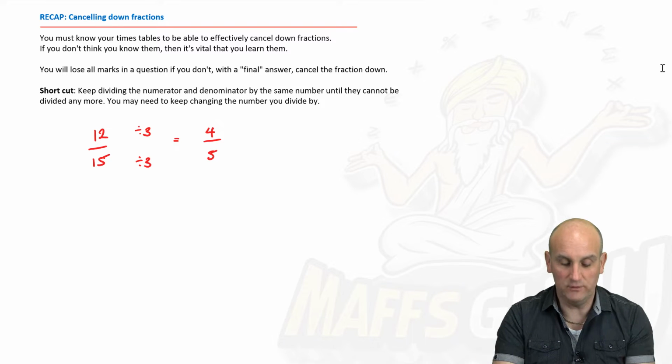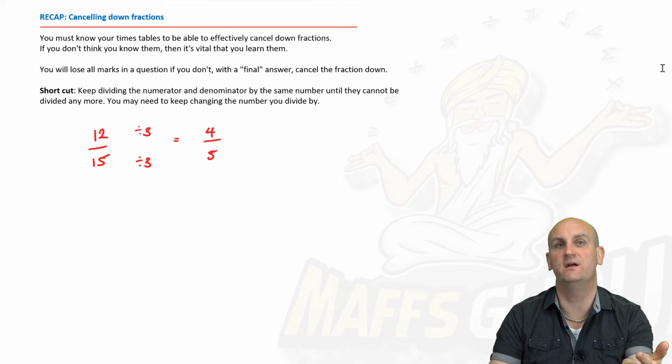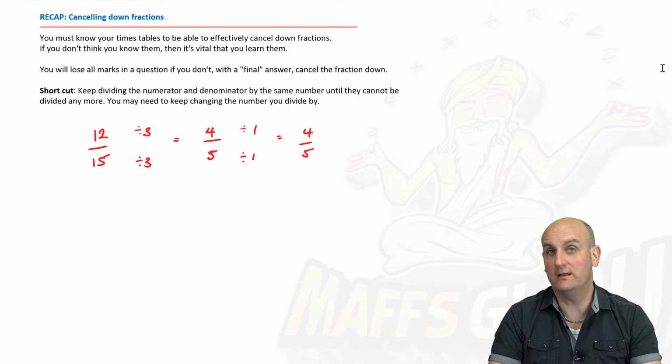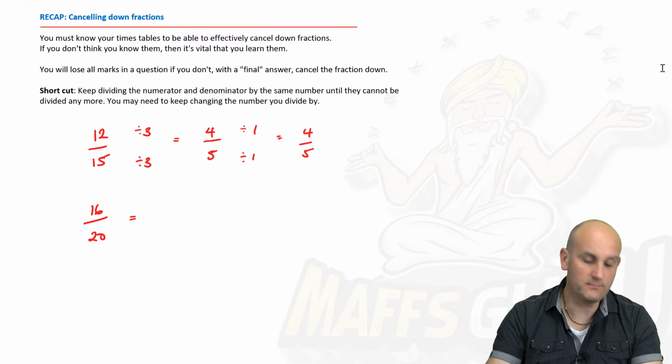Again, why? Because I've looked at this and my brain says the only times table that has the 4 and the 5 in it is 1. And I can, by all means, divide the top and the bottom by 1, but I'm going to get back to 4/5, and it seems fairly pointless. What about 16 on 20?